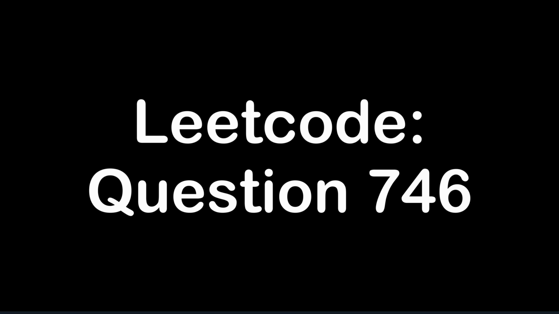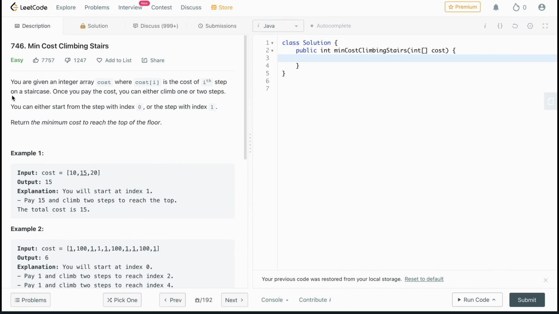Going over the Java solution for Leetcode 746, min cost climbing stairs. You are given an integer array cost where cost[i] is the cost of the ith step on a staircase. Once you pay the cost, you can either jump 1 or 2 steps. You can either start from the step with index 0 or the step with index 1. Return the minimum cost to reach the top of the floor.